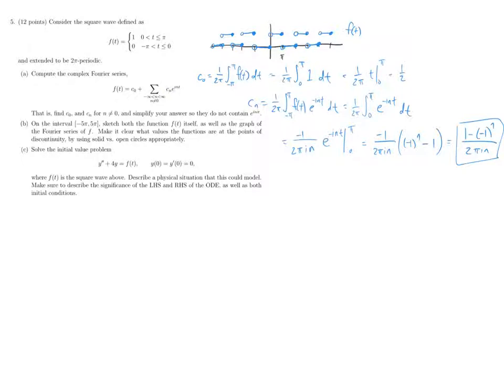Okay, so that's part A. Part B, you need to sketch both the function itself. We just did it right here. So let me do that. And then we also have to sketch the Fourier series. And as I said, they only differ at the endpoints. So 1, 2, 3, 4, 5. 1, 2, 3, 4, 5. So here, the difference is that, remember, we don't have any control as to what the function is at the endpoints.